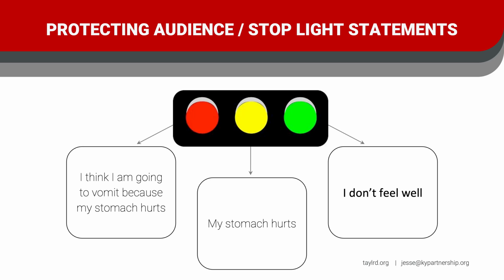A red light statement would be, I think I'm going to vomit because my stomach hurts. Very specific, yes, but what word really makes this a red light statement and not a yellow light statement? Vomit. The word itself evokes emotion.